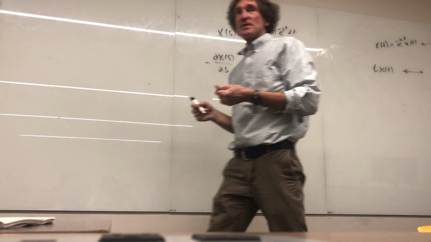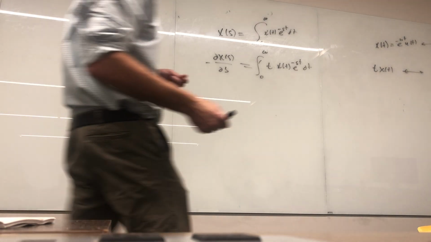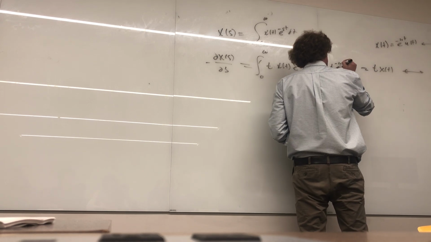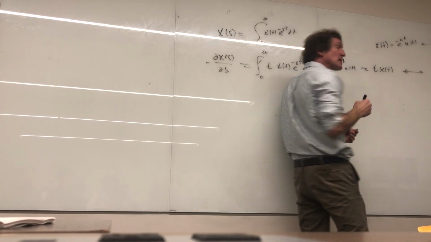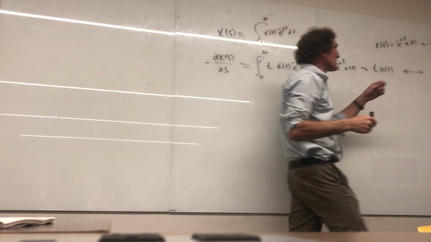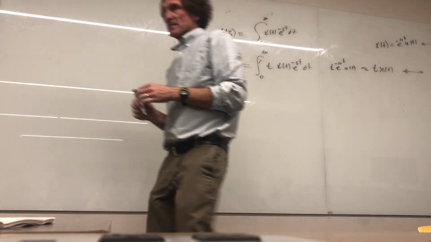If x of t is e to the minus 10t u of t, and I know that transform pair, I know the transform of that is 1 over 10 plus s, right? Then if I want the transform of t x of t, or really the transform of t times e to the minus 10t u of t, that's the function, right? Do you all see it? Then the only thing I do is take a derivative of that, and bang, it's right there. And put a minus sign, gotta put a minus sign.